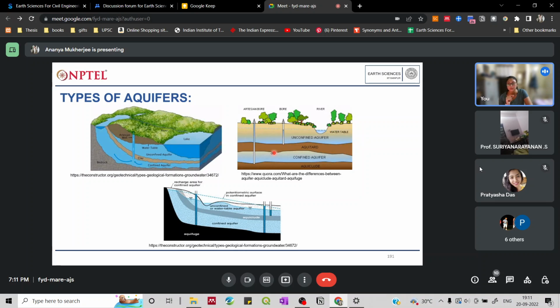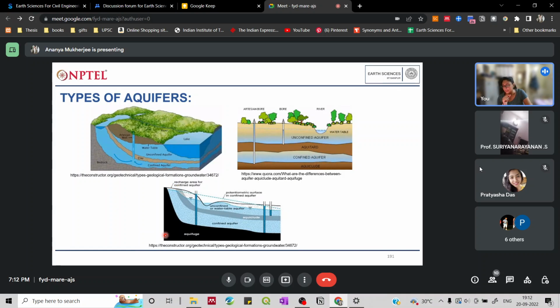Okay, these are porous, but these are not permeable. Now, aquiclude has high porosity and low permeability. So an aquiclude can also contain water, but as it has low permeability, it cannot transmit it. So this can also be something that will confine the water from moving downwards.